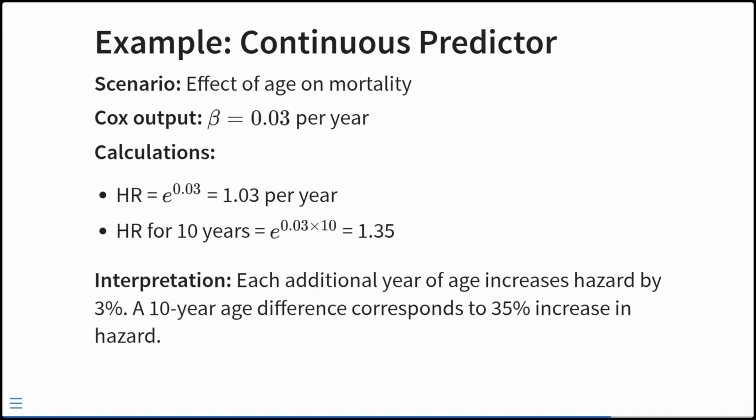It means that each additional year of age increases the hazard ratio by 3%. So 1.03 minus 1, we have 0.03, and if you convert it to percentage, that is 3%. So for each particular year, the hazard of experiencing mortality increases by 1.03, or you can say it increases by 3%. And in 10 years' time, the hazard ratio is going to increase by 35%.